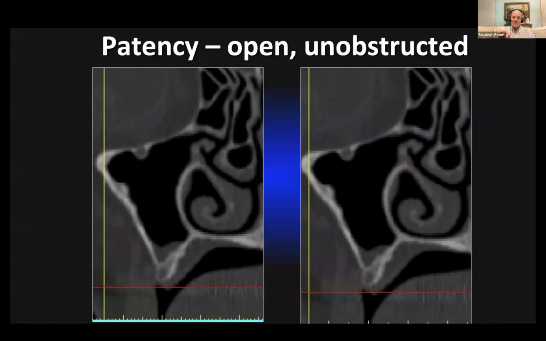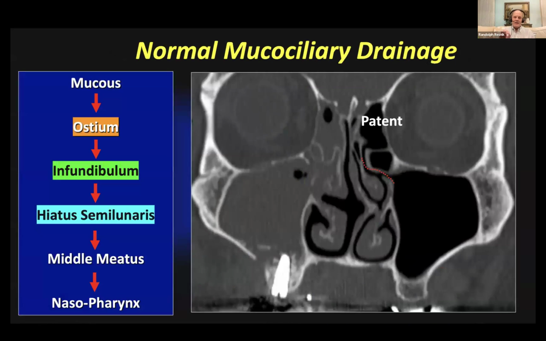Therefore, the term that we want to use is patency. Patency means it is open and it is unobstructed, as you can see in these images right here. Now, when it is patent, as you can see on the right side of your screen, any mucus, any allergens, any serous accumulation in the sinus will go against gravity. That is our normal mucociliary clearance through that opening, which is called the ostium. That then traverses through a tunnel area called the infundibulum into the hiatus semilunaris, through into the middle meatus, and then down into the nasopharynx.